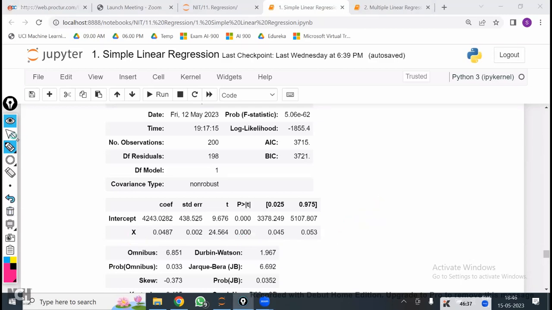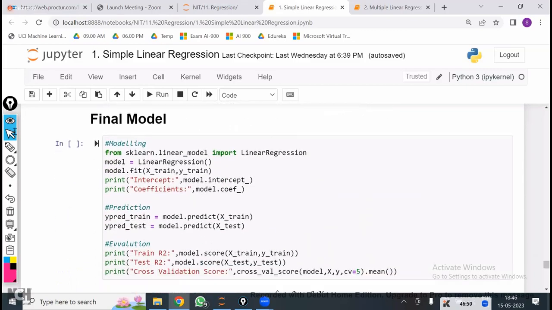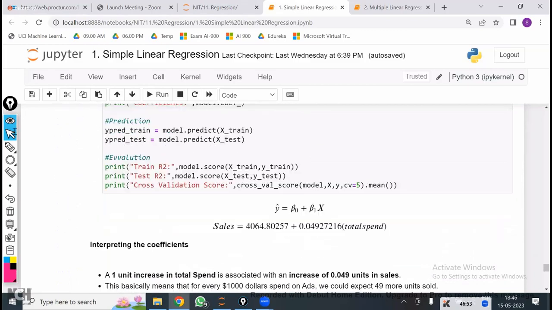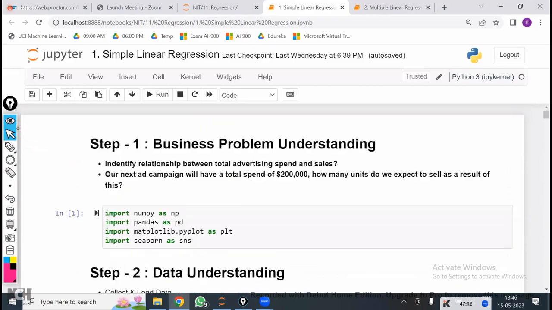Next, finally, once we have finalized everything, we are going to save the model and share it. Is that clear? Now, whatever final model we have, this is the final model. From the final model, we have got the answer as sales is equal to 4064.8 plus 0.04972 into total spend. What is my business problem? They asked for the relation between total advertising spend and sales. So this is the relation.